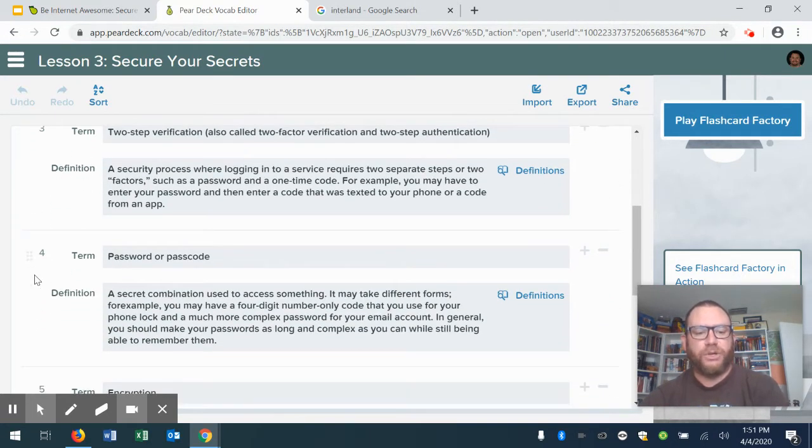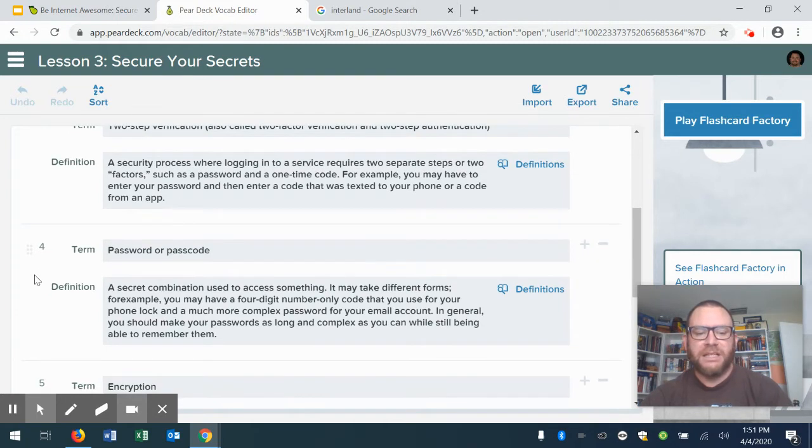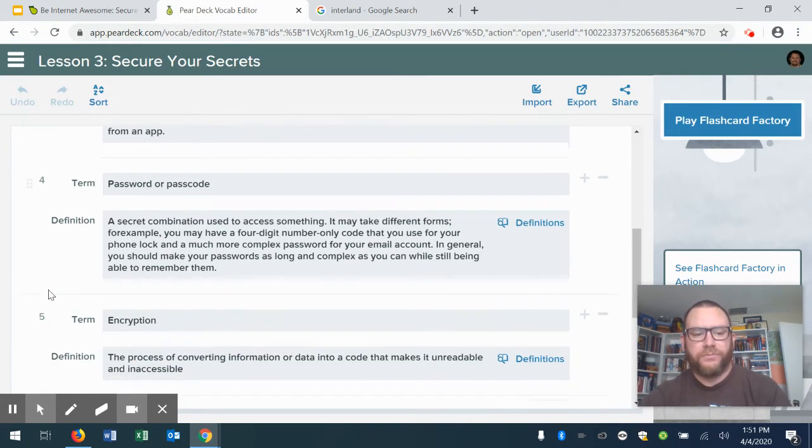Password or passcode, I'm sure you guys know what that is. A secret combination used to access something. Could be something as simple as what you use to lock your phone, or a more complex password for your email. In general, you should make your passwords as long and complex as you can while still being able to remember them. Anything that makes them more unique makes them more secure, right? Sadly, there's still people out there that use 1, 2, 3, 4 as a password. That is not a secure password.